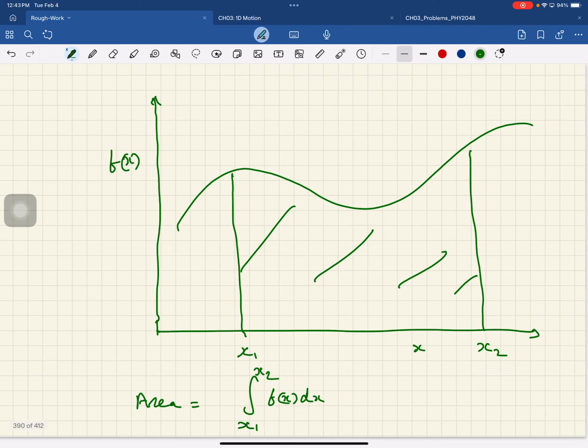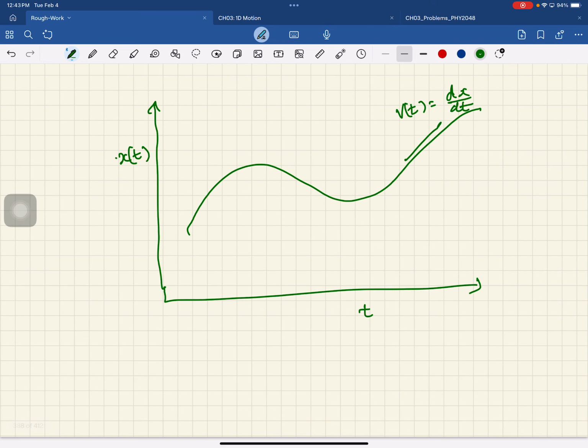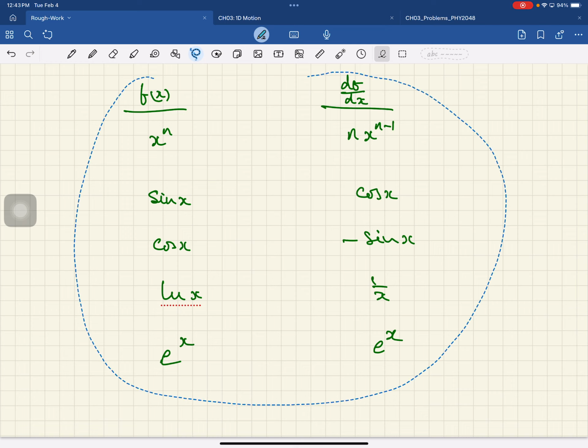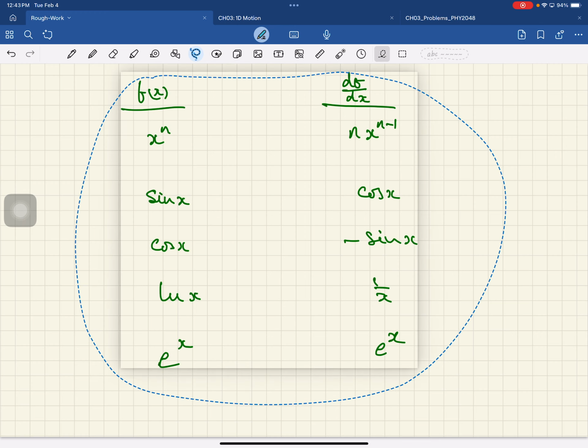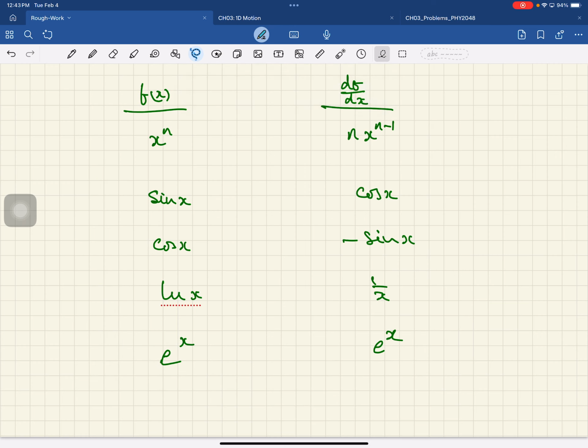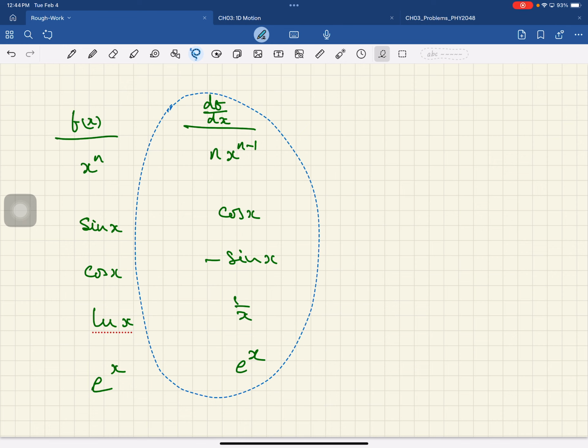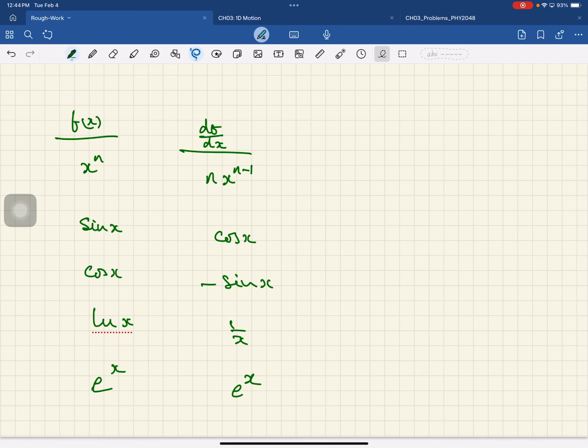All right, so, well, how do you do integrals? Again, you'll get a laundry list. And what I'll do is I'll write an indefinite integral.